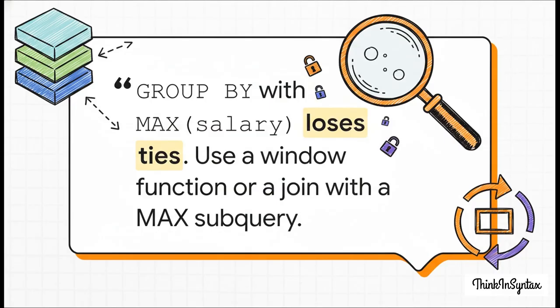So if you take one thing away for your next interview, let it be this: group by with max of salary will lose ties. You need to use a window function or a subquery join to get it right. That's how you correctly return all the employees at the top.